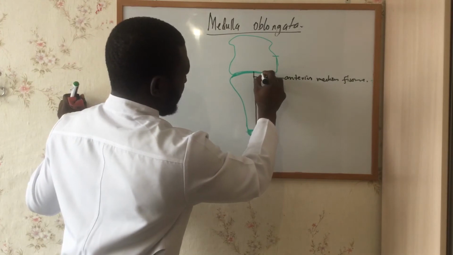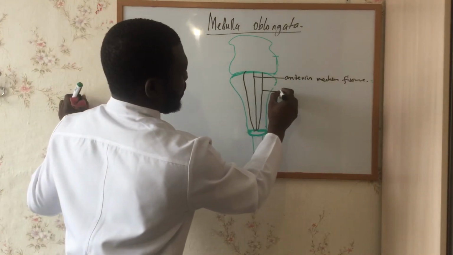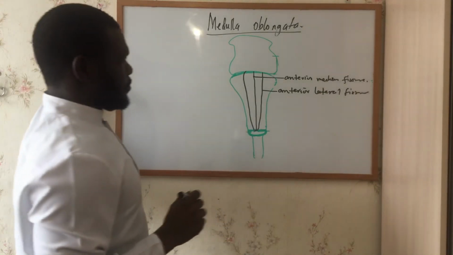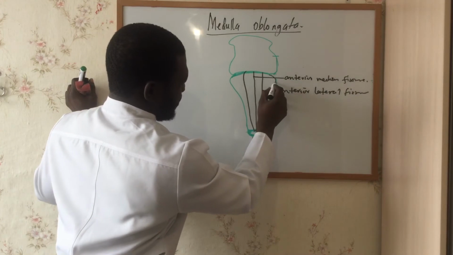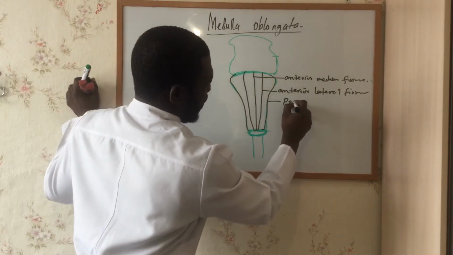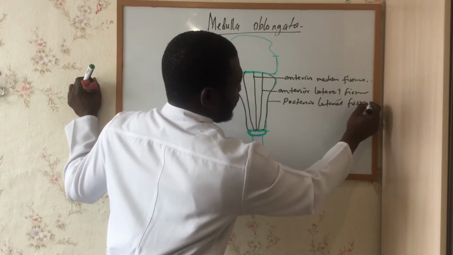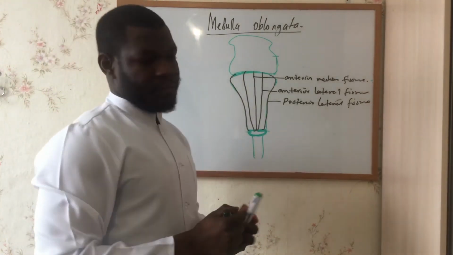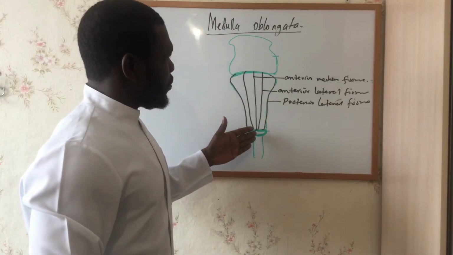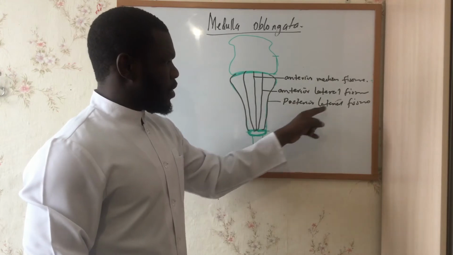Then we have another fissure here, and this is called the anterior lateral fissure. Then we have another fissure here, and this fissure is called the posterior lateral fissure, or dorsal lateral fissure. These are the main fissures on the anterior surface of the medulla oblongata. We have the anterior median fissure, which divides the medulla oblongata into two halves, left and right. We have the anterior lateral fissure, and we have the posterior or dorsal lateral fissure.